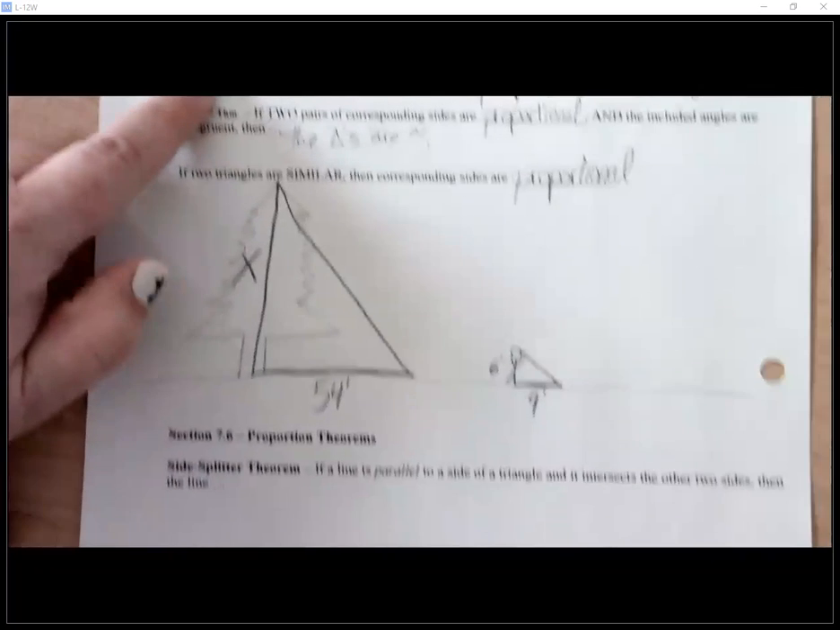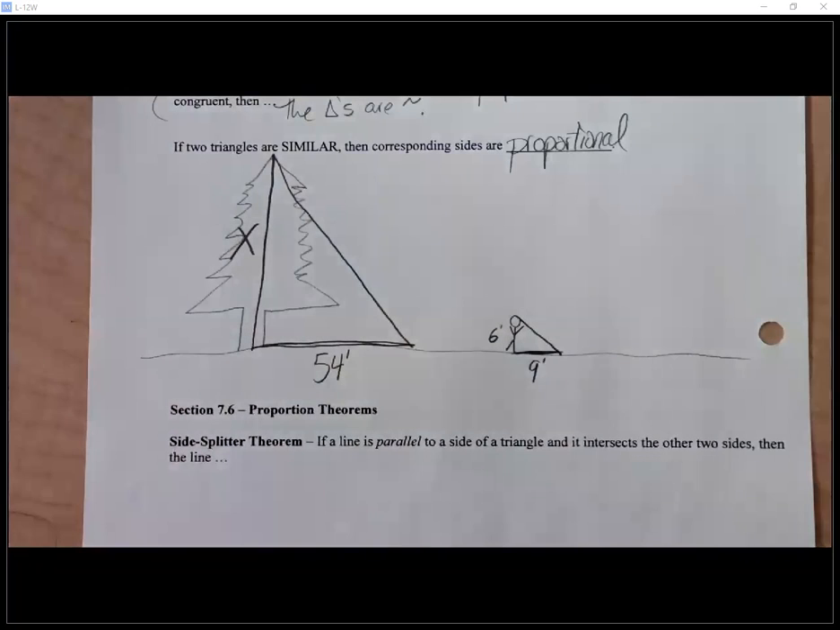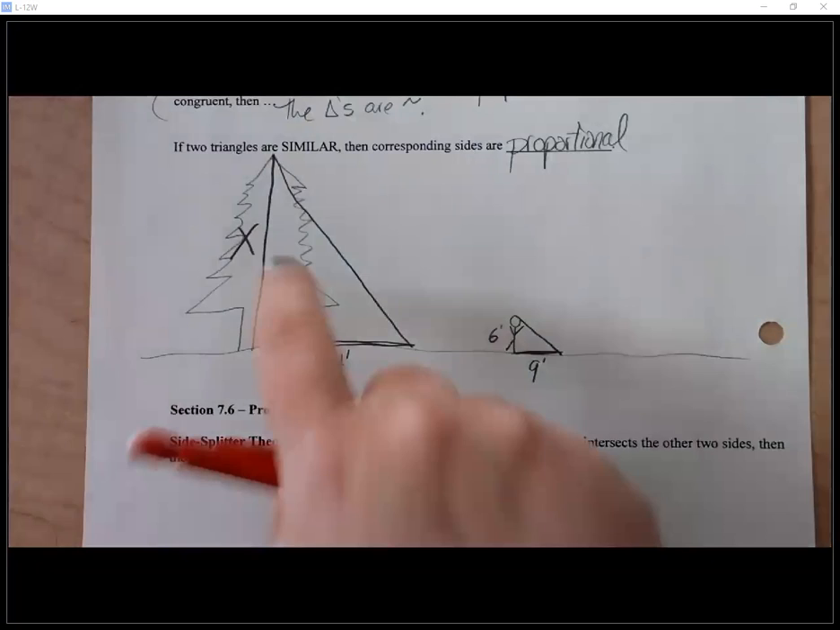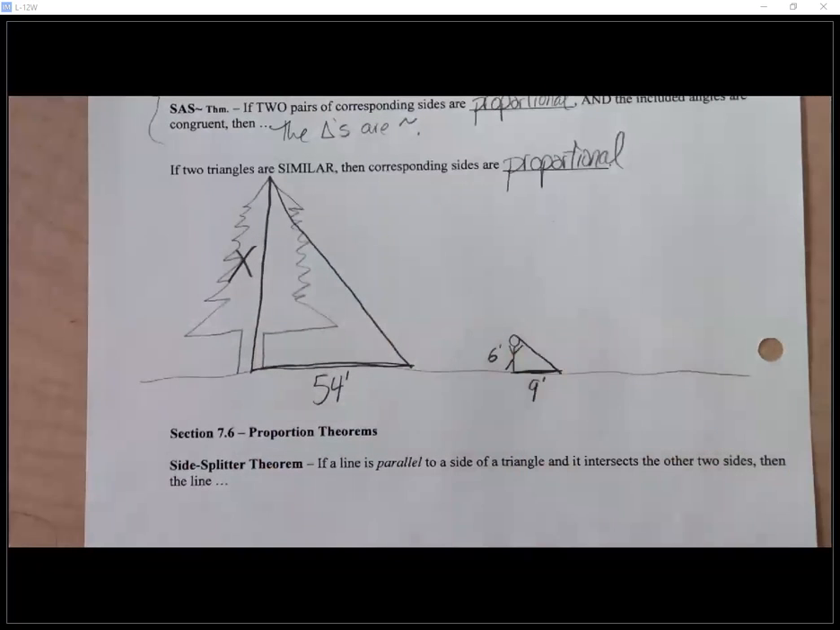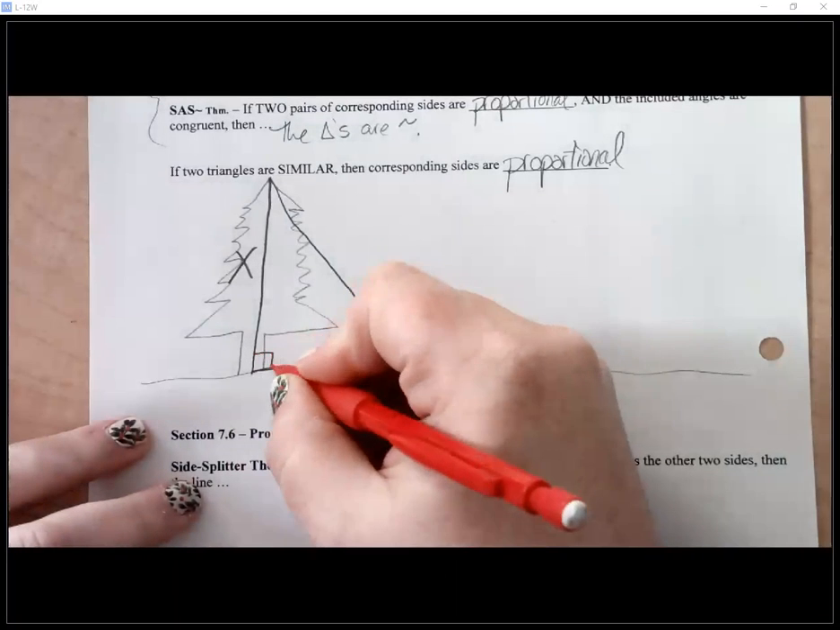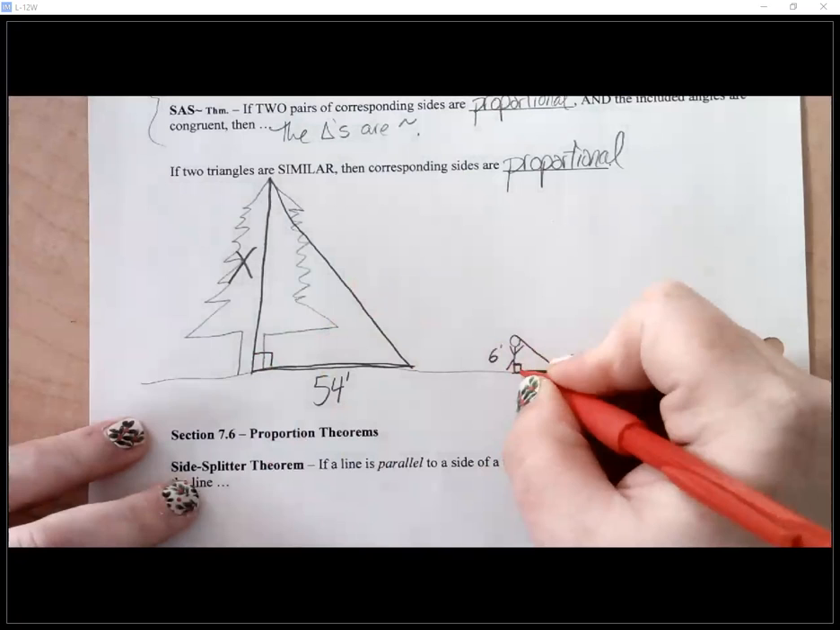I claim that you know for a fact that two of the angles in this triangle are the same as two of the angles over here. How? Why? Give me one that you know for sure, hopefully. Which angle has to be the same? The 90-degree angle, right? The tree is going to be perpendicular to the ground and you're standing perpendicular to the ground, right? Okay, so I think we can all agree that we're going to have a 90-degree angle there. So cool, there's one angle.